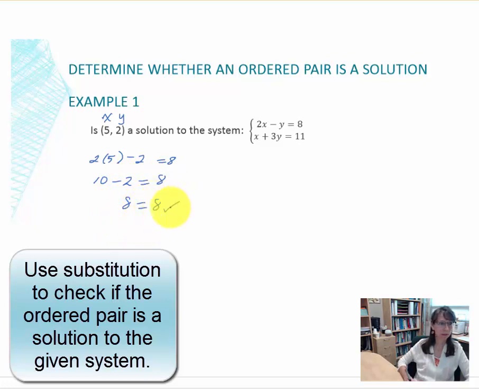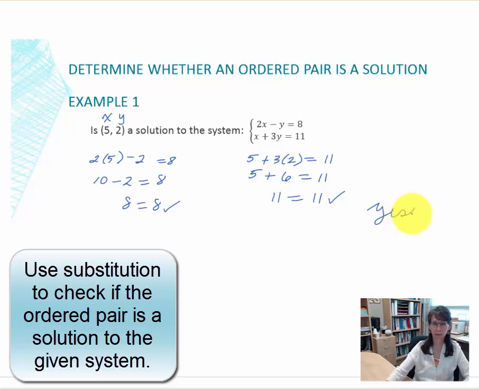That's true. That's good. Now we'll substitute 5 and 2 into the second equation. So x is 5 plus 3 times the y value of 2 equals 11. 5 plus 6 equals 11. Here we have 11 equals 11. Since the ordered pair 5, 2 works in both of the linear equations, the answer is yes, 5, 2 is a solution to the system.